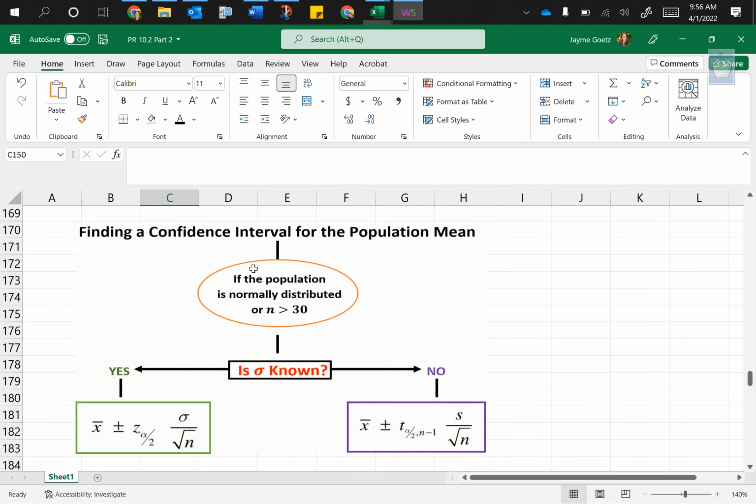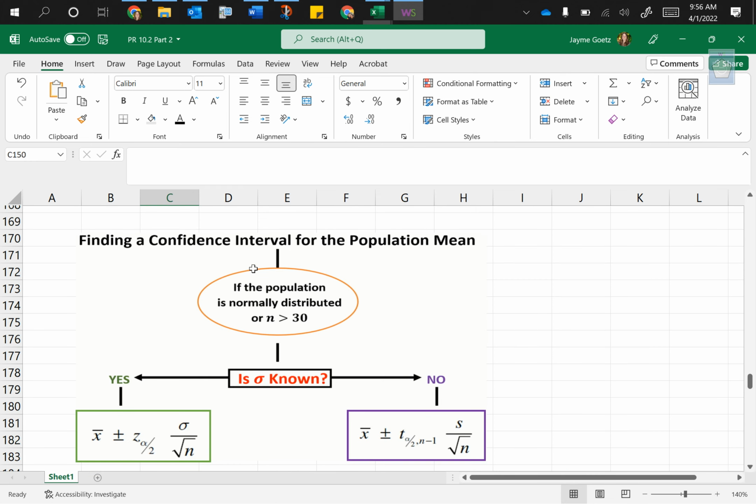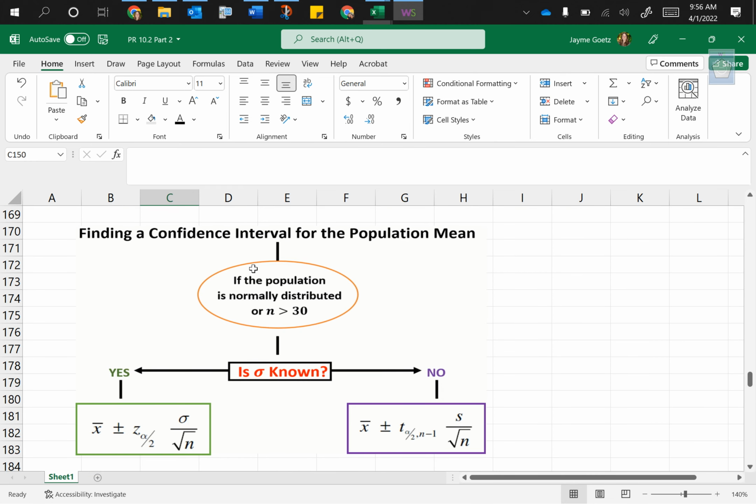Now, here is that little table that I gave you again. Here's that little flow chart to our thought process. It says finding a confidence interval for the population mean. If the population is normally distributed or your sample is greater than 30, you just have to ask, is sigma known or is sigma unknown? And you have your two formulas that you can use.